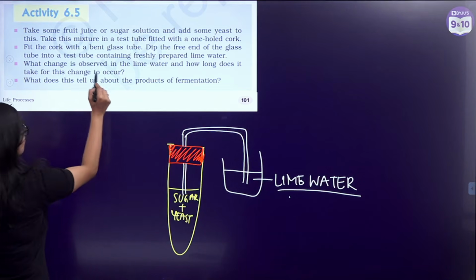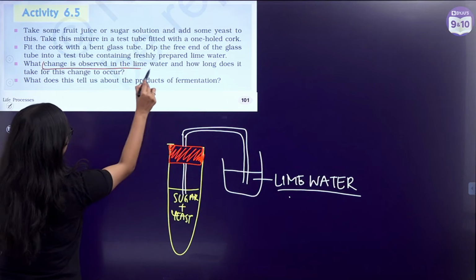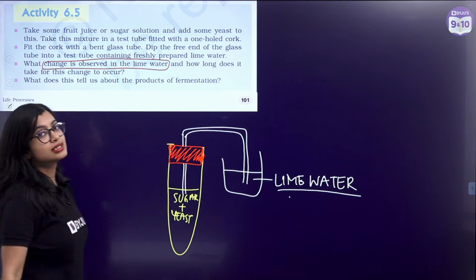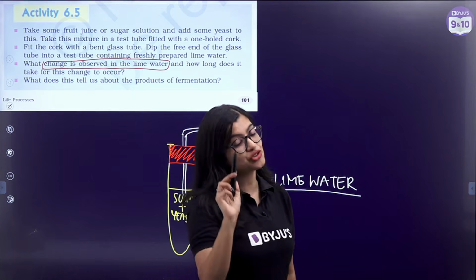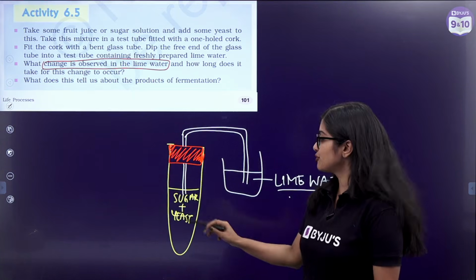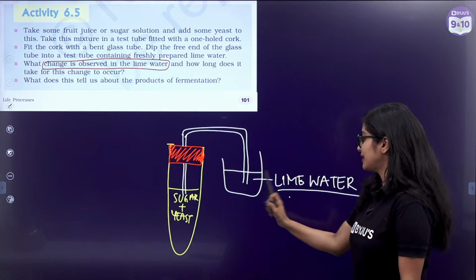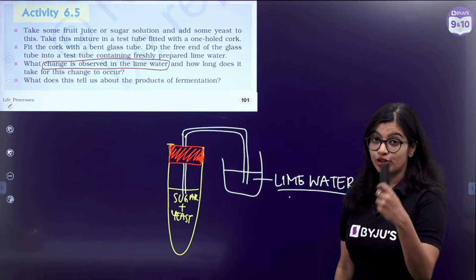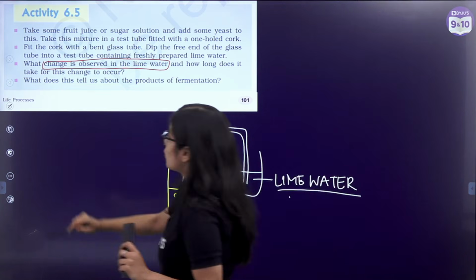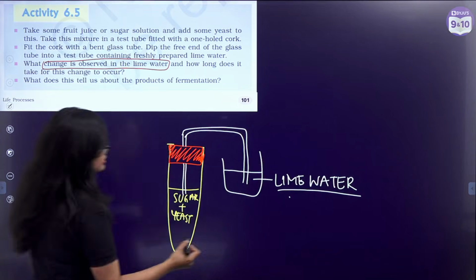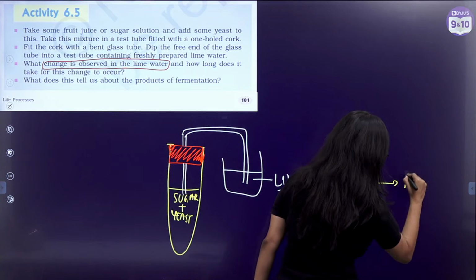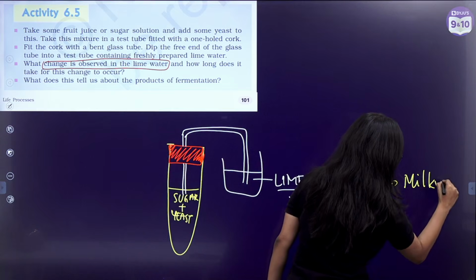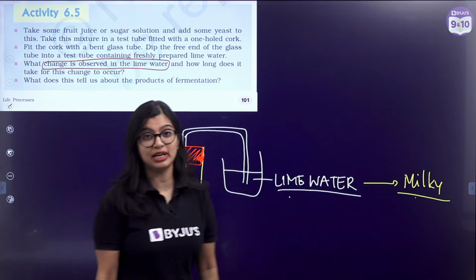What change is observed in the lime water? Okay, first thing, what change is observed in the lime water? Students, pause this video right now and try to answer it yourself. You have sugar and yeast on one end attached to lime water, right? And they're asking what change is observed. So to directly give the answer, we know that the lime water that is there will turn milky, right? So the lime water here is going to turn milky.